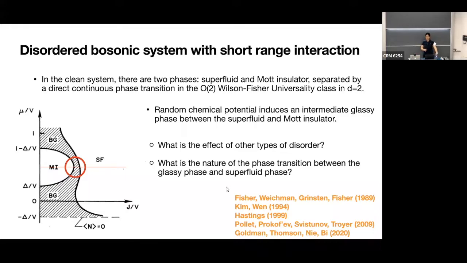For example, what's the effect of other types of disorder? We can put the bosons on a lattice and they can have random hopping or even random on-site interaction. Do those disorders also induce an intermediate glassy phase or not? Regarding the phase transition, we can also ask many questions: what's the nature of the phase transition? How is it different from the direct transition between superfluid and Mott insulator? What does the phase transition look like at exactly half filling, or away from half filling? How would the phase transition behave? So there are a lot of questions one can ask. Some of them were answered, some of them are not.